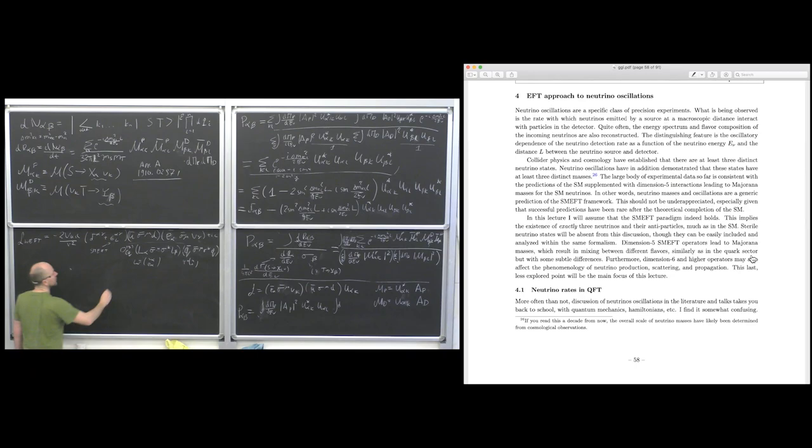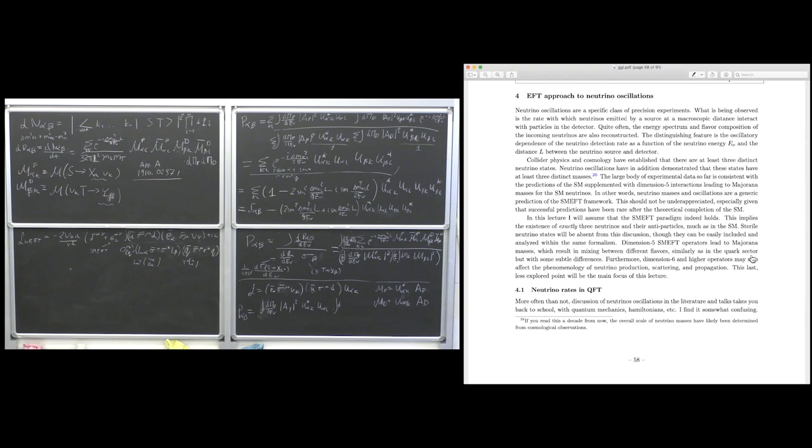So you can get it, and then if you have this operator, you can imagine where it comes from. If you have a triplet of vector mesons that are coupled to both leptons and quarks, and you integrate it out, you get some sort of four-fermion operator like that. So this is something that you can get from dimension 6 new physics.